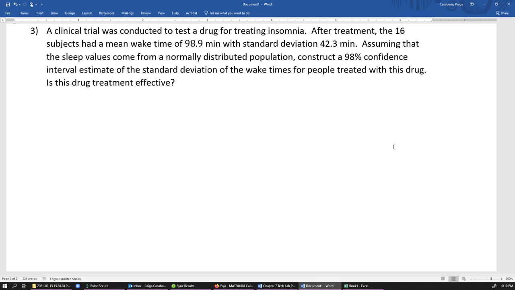All right, last example here. This is going to be an interval estimate for a standard deviation. This is the third type that we're looking at in Chapter 7. So here this says a clinical trial was conducted to test a drug for treating insomnia. After treatment, the 16 subjects had a mean wake time of 98.9 minutes with standard deviation 42.3 minutes.